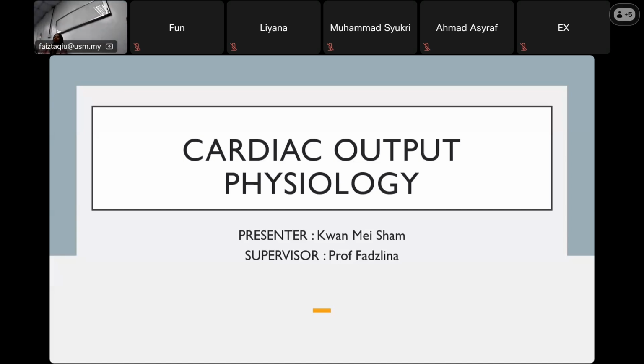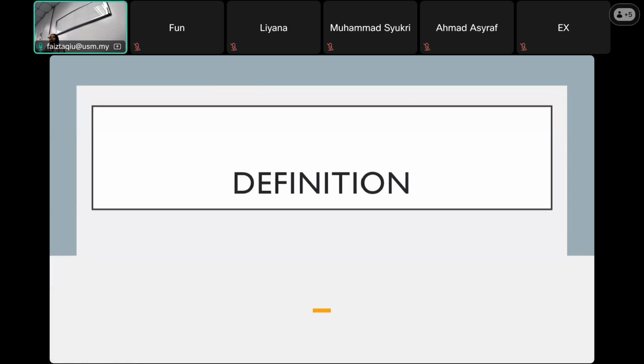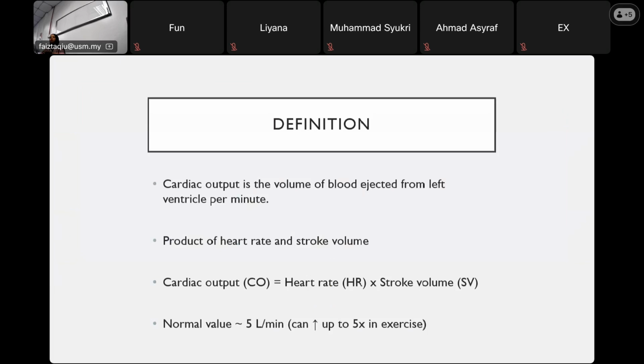Okay. Good morning, everyone. Today I will present about the CME of the cardiac output physiology. So first, how to define the cardiac output? So cardiac output is the volume of the blood from the left ventricle per minute. So the cardiac output equation.